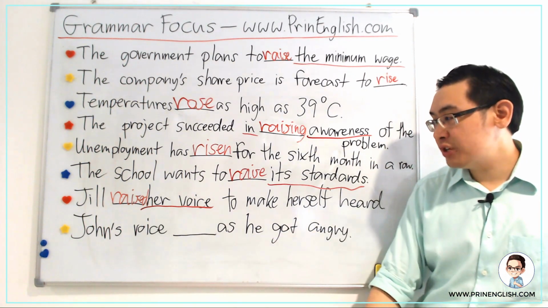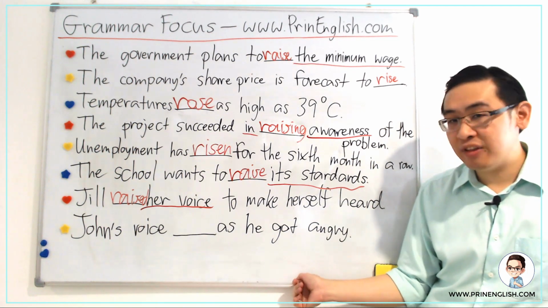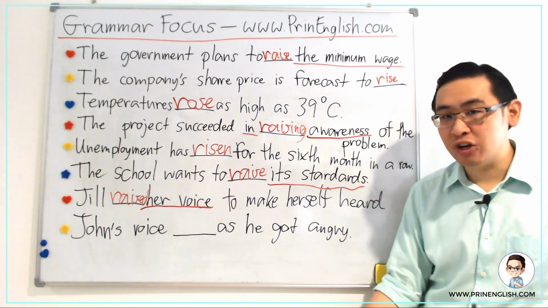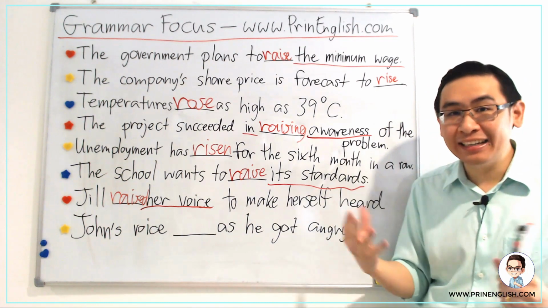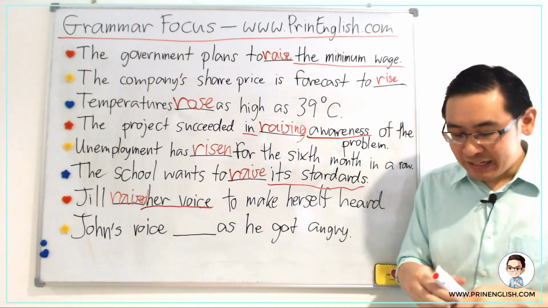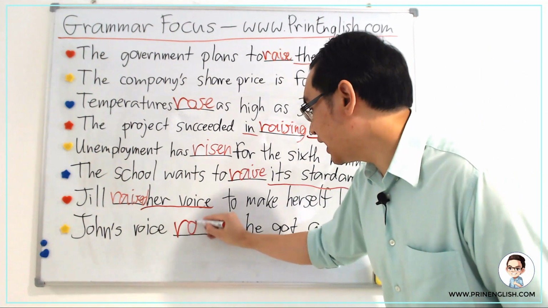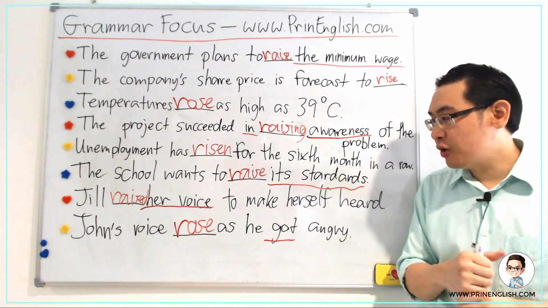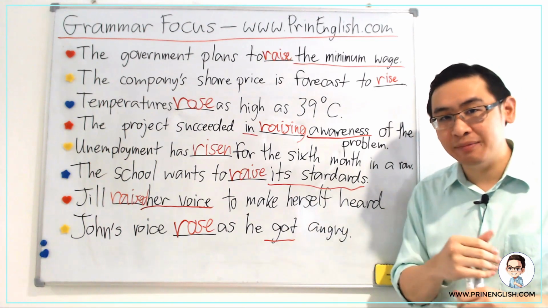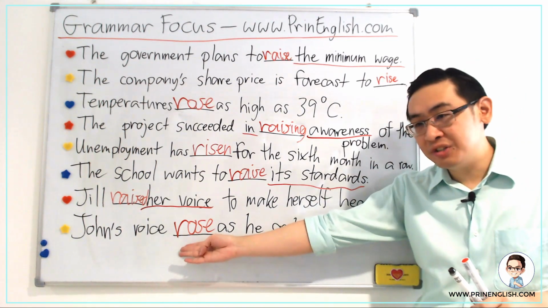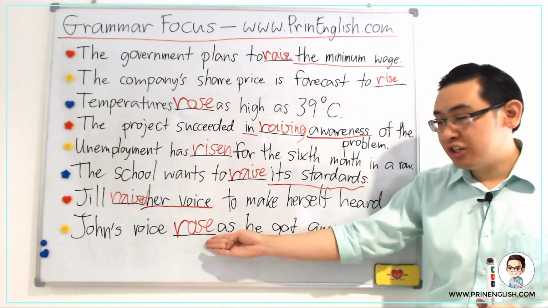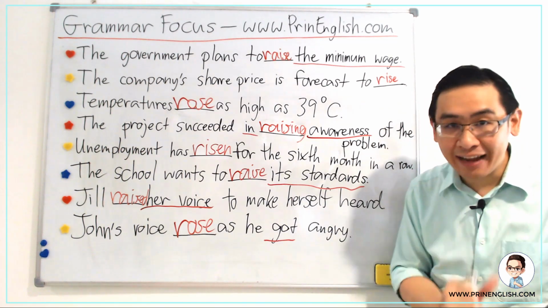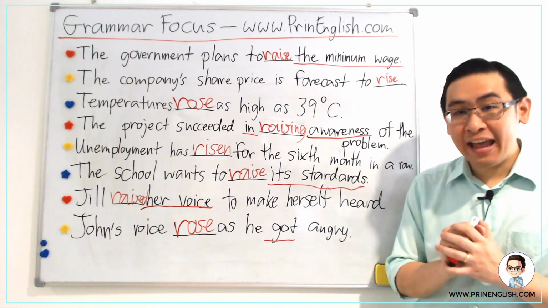And for the last sentence, John's voice something as he got angry. So something is affecting John's voice because he's not happy or mad about something. Of course here it means his voice increased, got louder. Should we use a word from raise or rise? The answer here should be rose, because there is no object and this is in the past, so we use the past tense to match. John's voice rose as he got angry. Here got is past, so we should use a past tense as well, and there is no object, so we use the rise family. Okay, so that's all for the exercise.